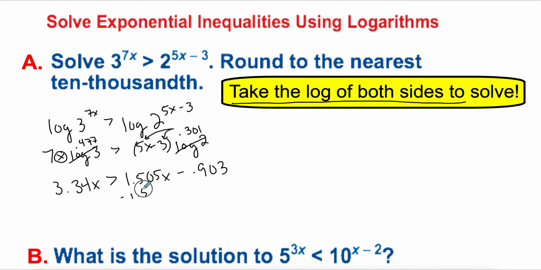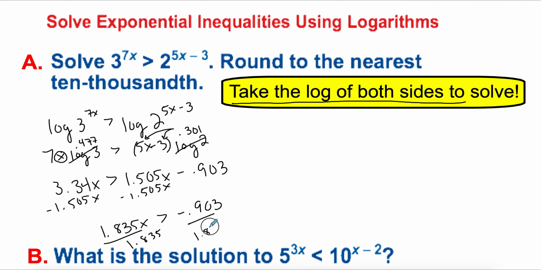So minus 1.505x, move the x's to the left. And we get a 1.835x there. And a negative 0.903 still on the right. So divide by this on both sides, and we should have our answer. So 0.903 divided by 1.835, and we get 0.492. So x has got to be greater than, not greater than or equal to, x has got to be greater than 0.492.